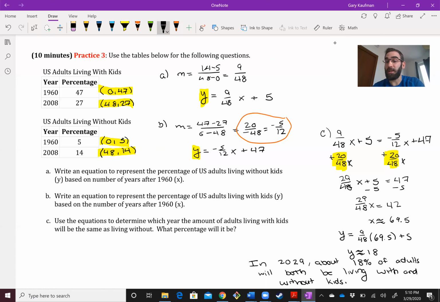I was then able to solve for x, which found that x was about 69.5. But no matter what, I asked what year. 69.5 is still in the 69th year after 1960, which is 2029. I used that to get that it was about 18% of adults will be living with children and without. So that's the answer to practice problem 3.